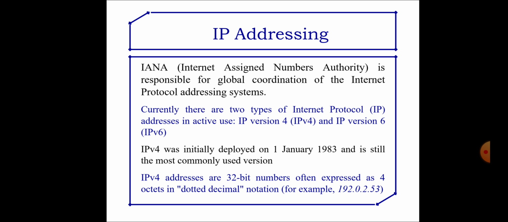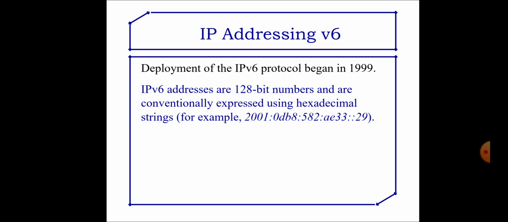Suppose you are accessing 192.0.2.53. That is nothing but one IP address, and each part is given by the octets. Now there is IPv6 also. The development of the IPv6 protocol began in 1999. IPv6 addresses are 128-bit numbers and are conventionally expressed using hexadecimal strings.